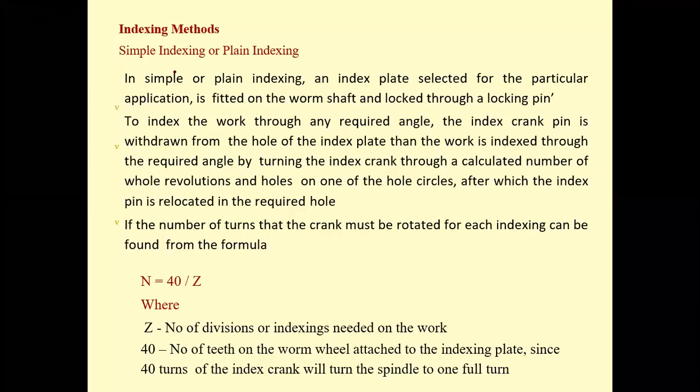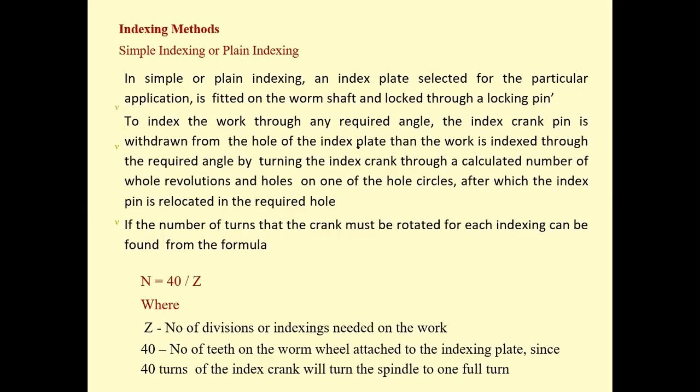Take an example, the simple indexing method. Simple indexing or plain indexing. In simple indexing, an indexing plate is selected for the particular application. Whatever the number of holes we need to make, as per that we need to select the indexing plate and keep it on the indexing head. It is fitted to the worm shaft and locked through a locking pin. To index the work through any required angle, the index crank pin is withdrawn from that hole.